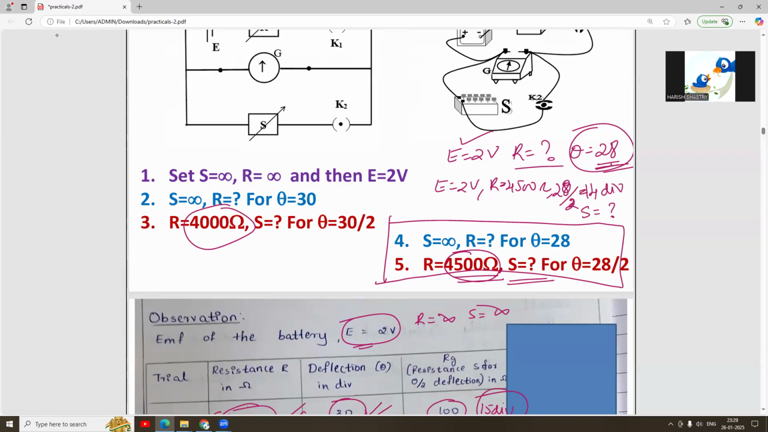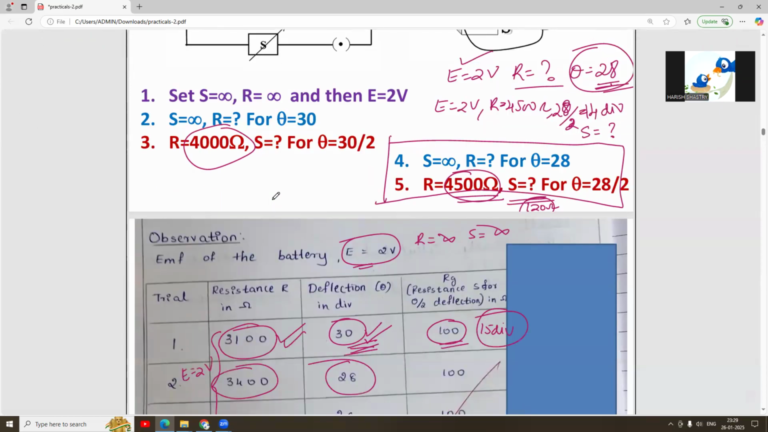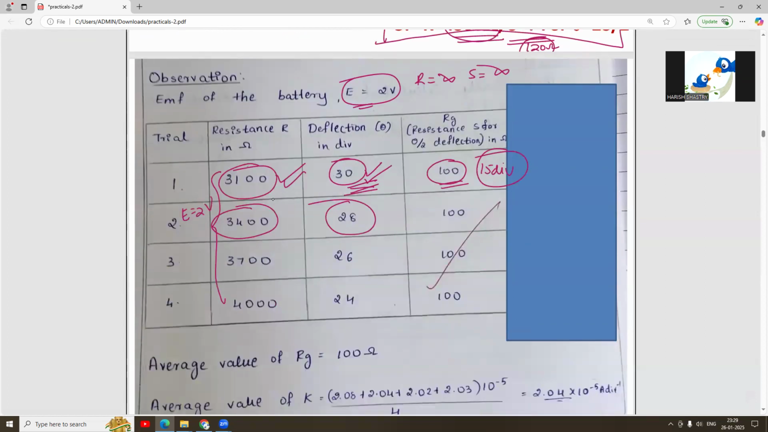So S will be the same as before. If it was 120 ohm earlier, then it will be 120 ohm here also, no change. There may be a small amount of change. Say it may be 110 ohm or 100 ohm, something like that. But it will be around that only. So here in all cases it is 100. But this 100 is for half of 28. This 100 is for half of 30. This 100 is for half of 26.